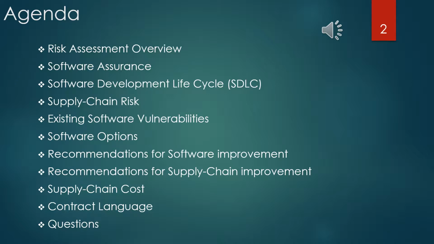The agenda for today includes risk assessment overview, software assurance topics, software development lifecycle, supply chain risk, existing software vulnerabilities, software options for the organization, recommendations for software improvement, recommendations for supply chain improvement, supply chain cost, and contract language.